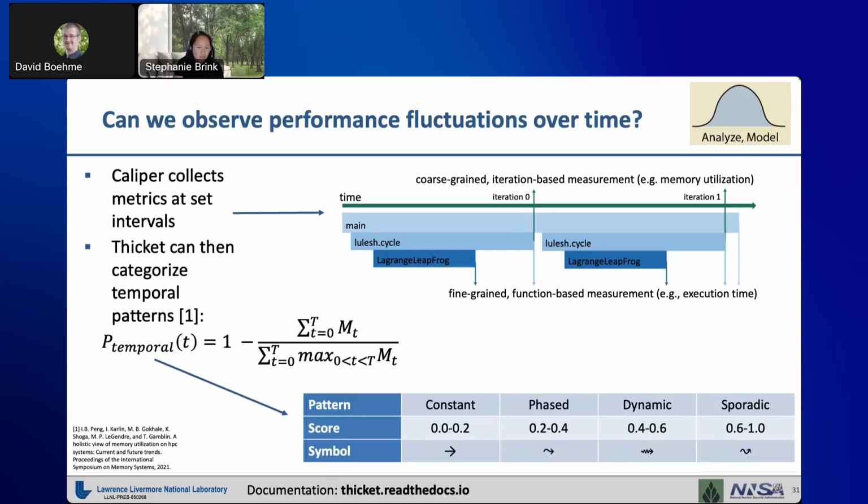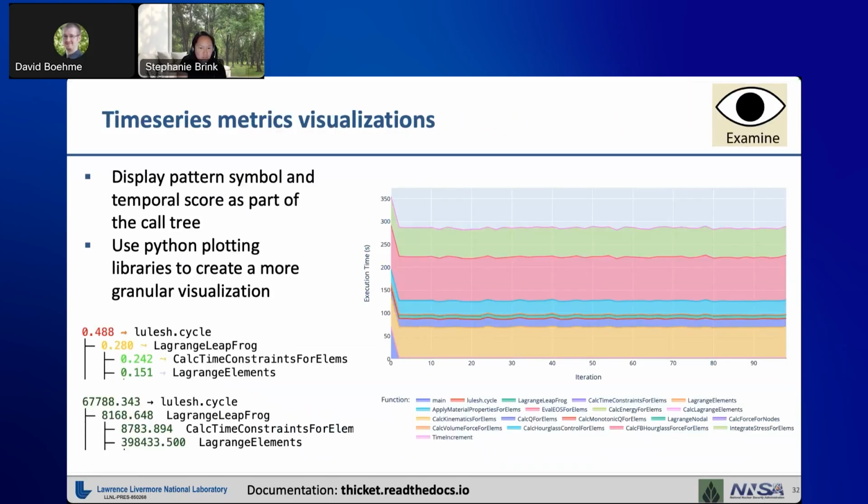And then be able to say, was there a constant pattern when I'm looking at this particular metric? Was it dynamic as I look across these different profiles? We've developed a more terminal-based representation in the symbols that we would add to the Thicket call tree visualization if you're interested in looking at this kind of information. Like I said, we display the pattern symbol and the temporal score as part of the call tree now. After the metric itself, we print whatever kind of arrow mimics the category that we're seeing for this particular node in the call tree. Then we can use Python plotting to create a more granular visualization, plotting over all the iterations that we collected, the different execution times, seeing how those vary over time.